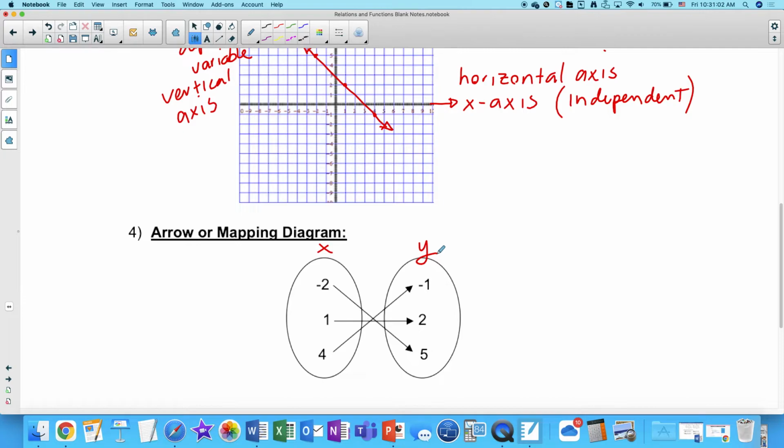Yeah? If there's a lot of values and you use this, could you get really confusing? Yeah, it could. But we can still use it. There are some circumstances where you see this. It's not one of the representations that we use very often, though. Okay? But we need to know what it means because we need to be able to interpret the connections between the two variables. Okay?